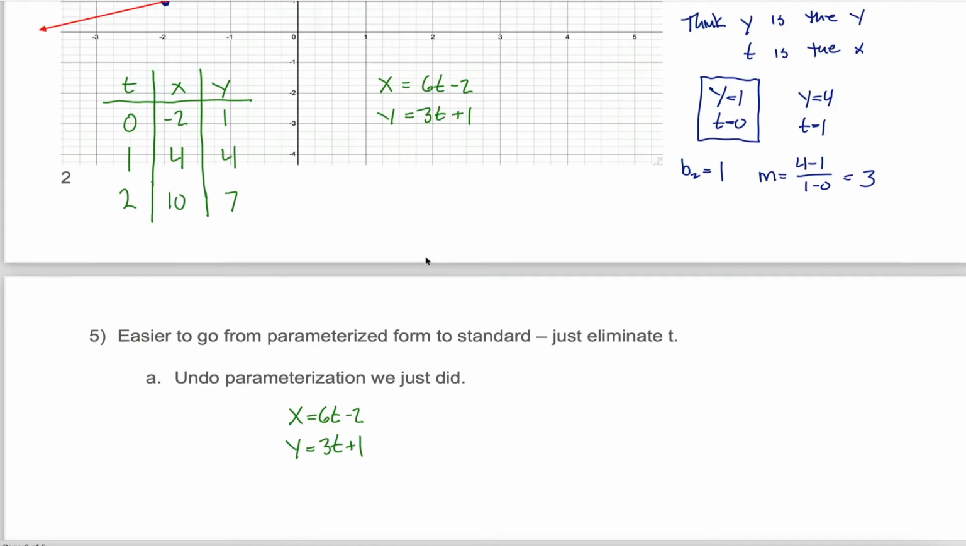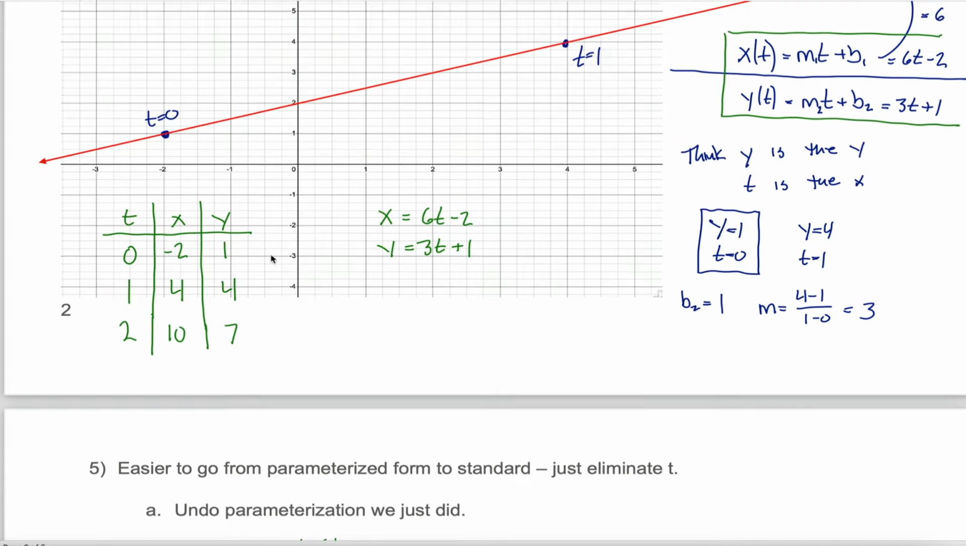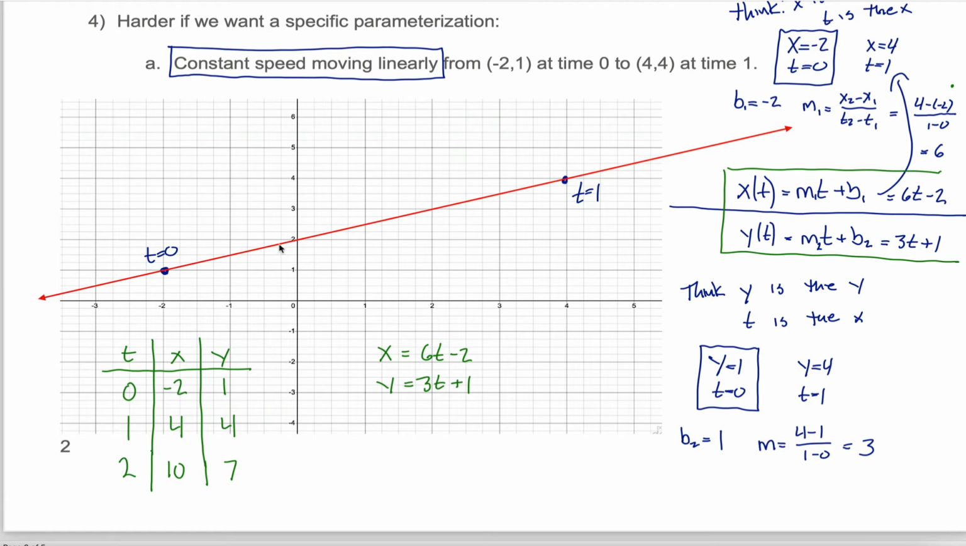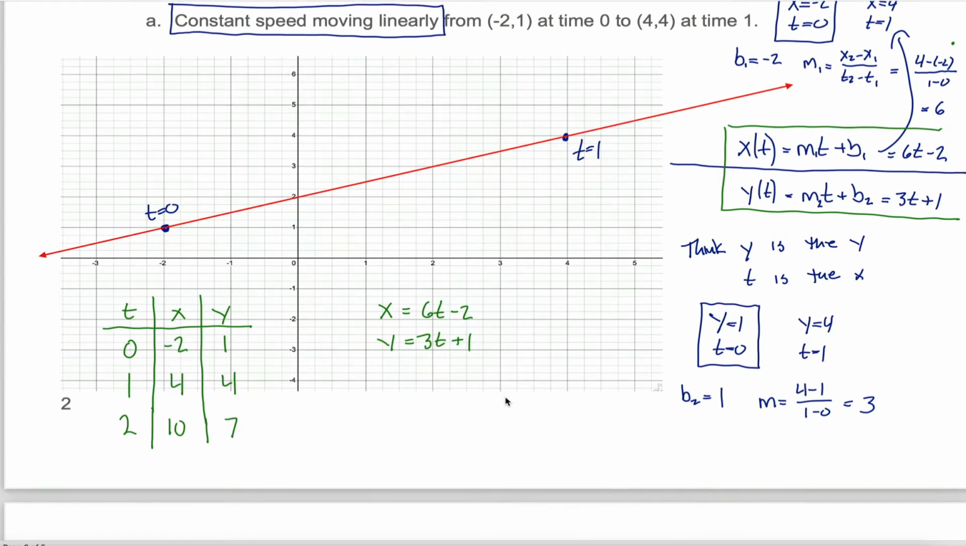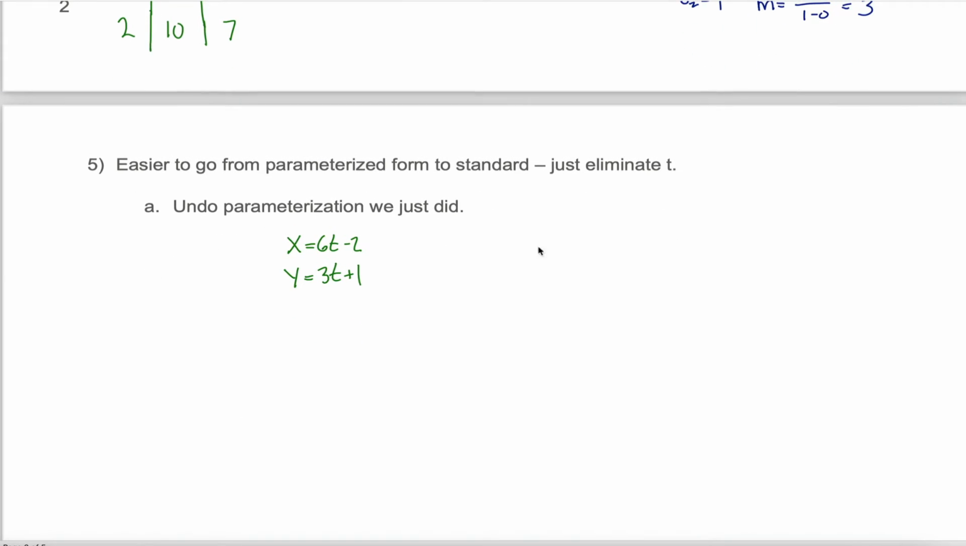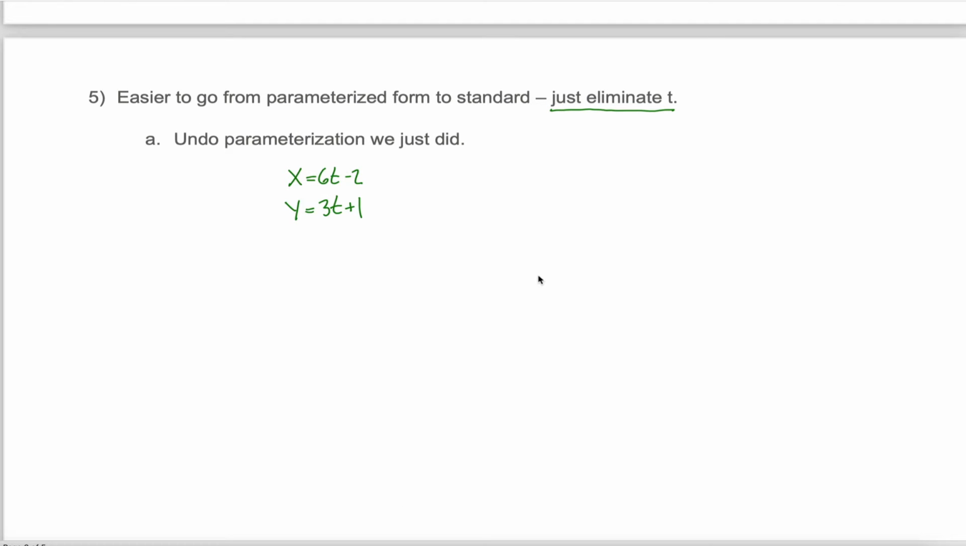I mean, one option, I guess, would be to plot some various t values, sketch the line, and then look at this line and figure out what its equation is. But there's got to be a quicker way. There's got to be an algebraic way of going from the parameterized form to the standard form. And it turns out there is, and it's fairly straightforward. All you have to do is eliminate that parameter t. You're like, what do you mean eliminate that parameter t?